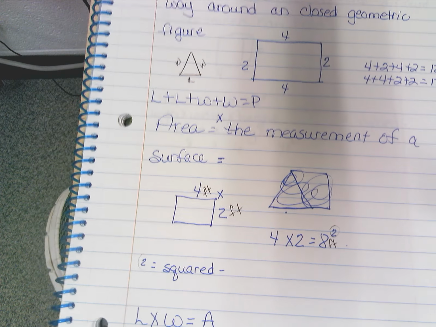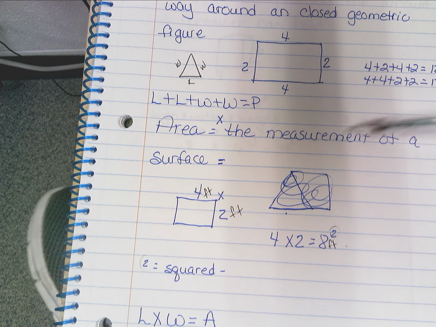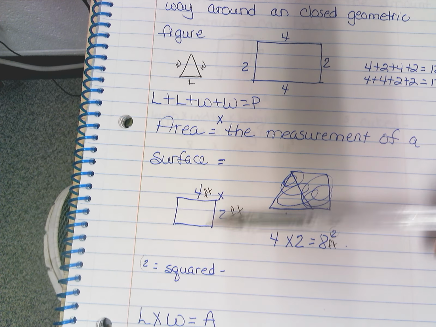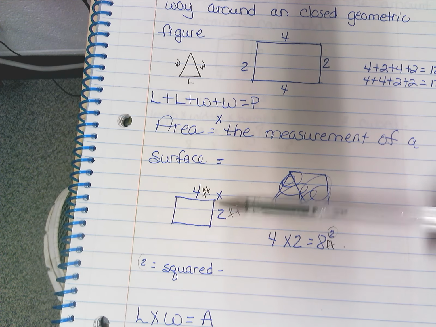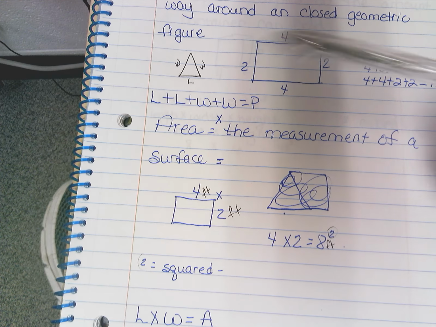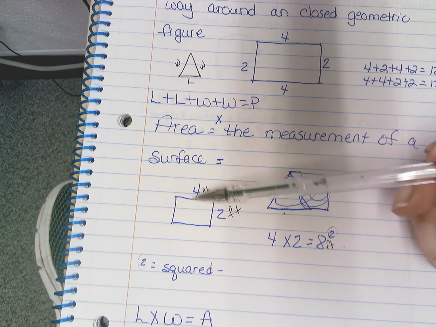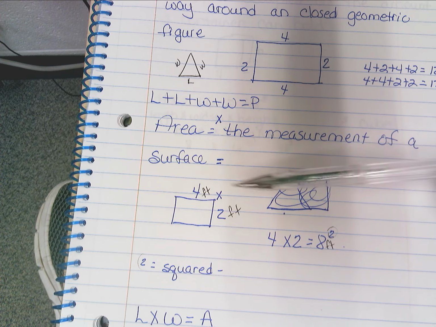Area is the measurement of the surface. So how much of this is covered, where remember perimeter is all the way around. This is how much of this is covered. You use multiplication with area. You multiply the sides together.